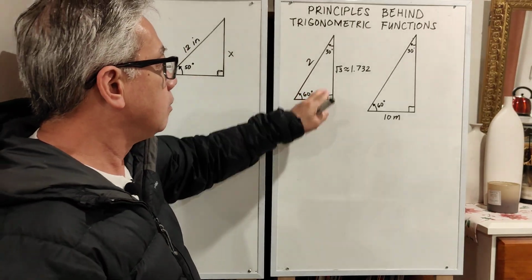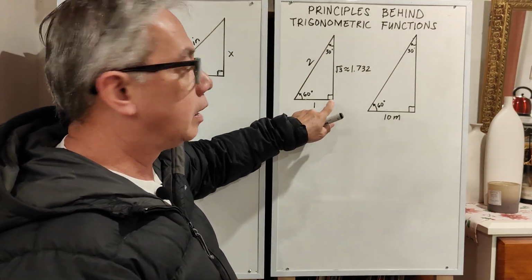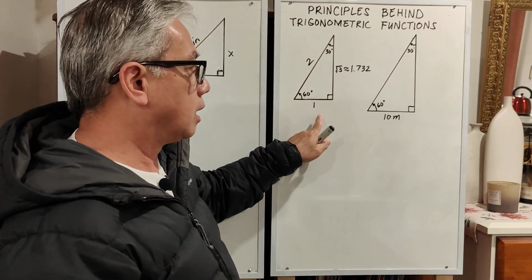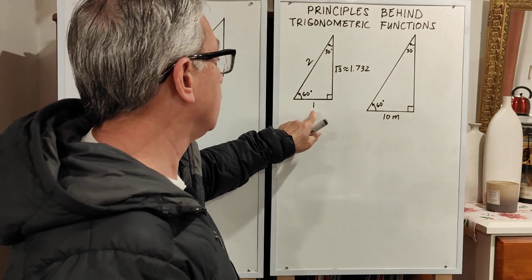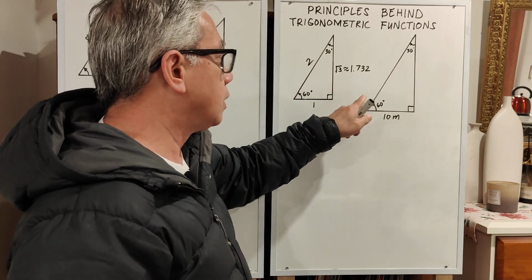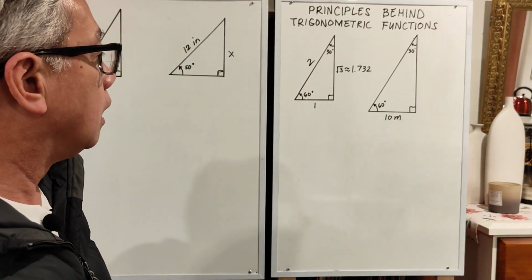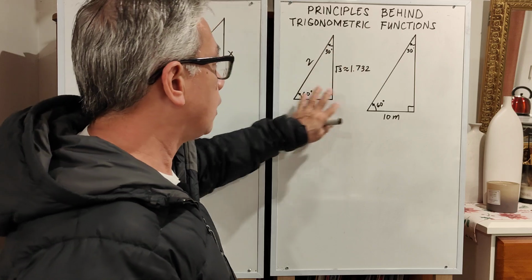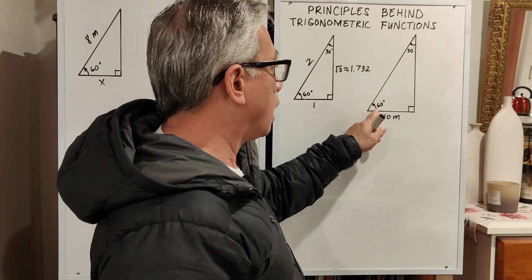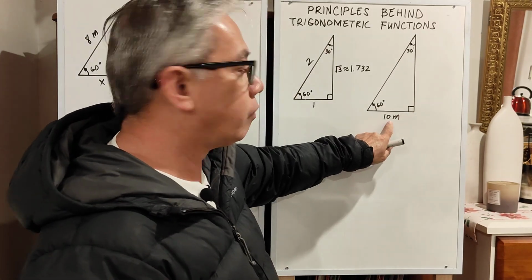So for a 60 by 30 by 90 degree triangle, this is the ratio. If this is 1 unit length, the hypotenuse will always be twice this unit length, and this side will always be approximately 1.732 times this length. Now that we have the ratio for any right triangle that has a 60-degree angle, we can always know the rest of the sides if we know one of the sides.